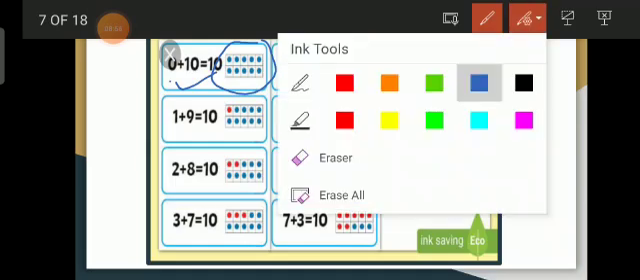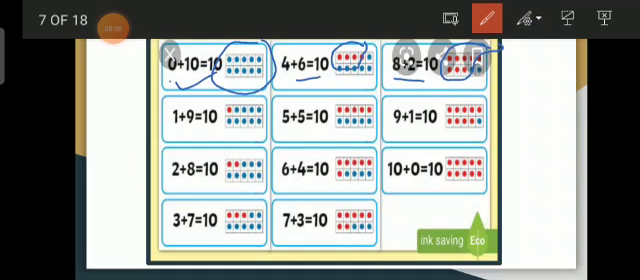Okay, now move to the next line. Over here. Okay, count how many red circles are there. Only one red circle and the 9 blue circles. So 1 plus 9 gives us the answer 10. Very good. Now next, 5 red, 5 blue. 2 times 5. 5 plus 5 gives us the answer 10. Very good.